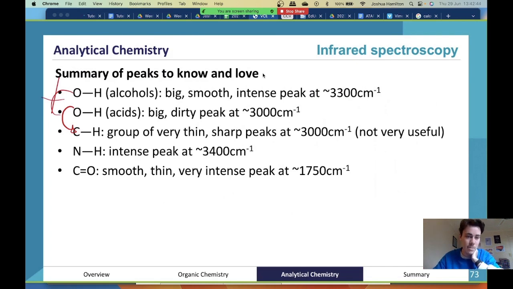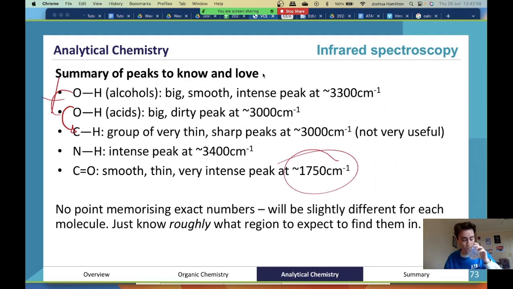And then if you get a C double bonded to an O, it's usually a thin, very intense peak at 1,750. Now, there are loads of different things that have C double bonded to an O, so there are slight differences in them, but we don't really go over it in too much detail. It's just important to note that that's there. And as I said, it's not important to memorize numbers. It's roughly what you sort of expect them to be by looking at the shape.